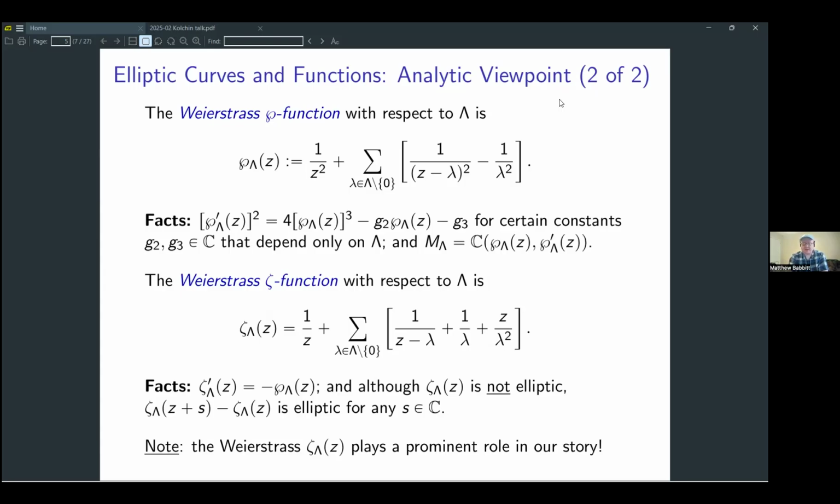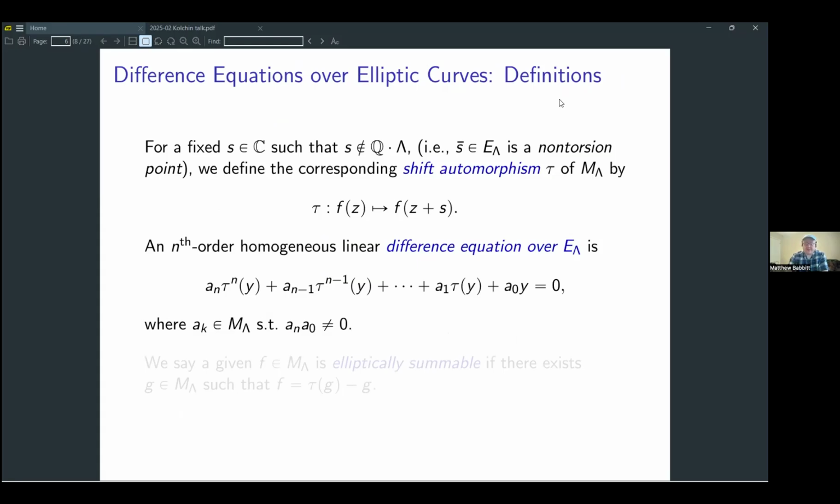Okay, so that is a very brief introduction to elliptic functions and elliptic curves. So how do we define a difference equation on them? Well, for a fixed shift S in the complex plane that isn't an element of Q times lambda, that is to say that no non-zero integer multiples of S are in lambda, we call the projection S bar onto the elliptic curve a non-torsion point.